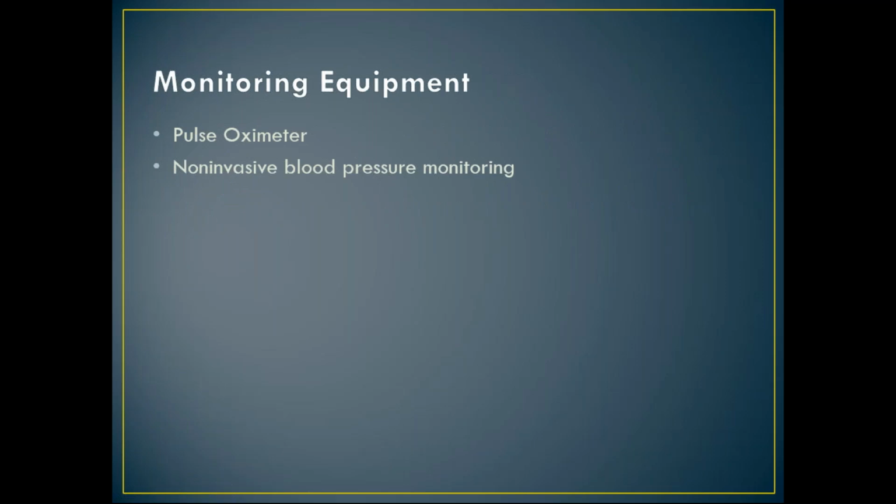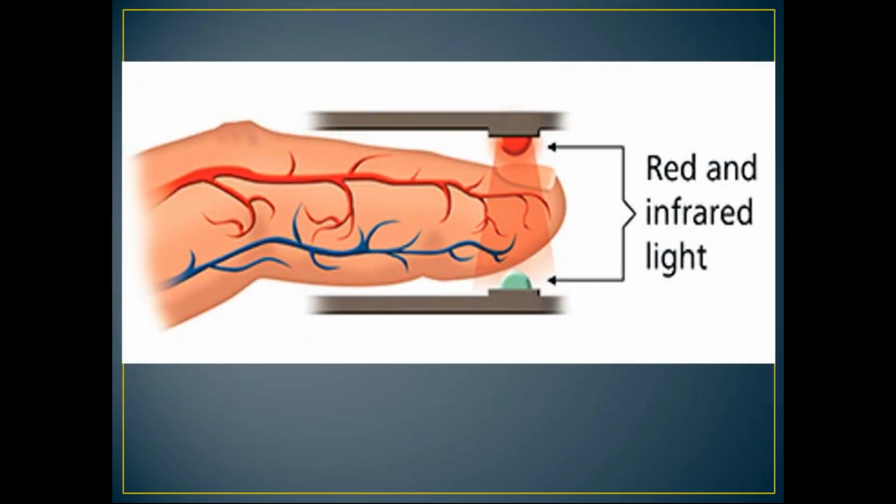So other monitoring equipment that we can see: pulse oximeter, non-invasive blood pressure monitoring, and also utilizing a cardiac monitor. With the pulse oximeter, our desired range is going to be 94 to 99%. Once we attach that pulse oximeter to a patient's finger, it's using an infrared system that's looking at the capillary beds.